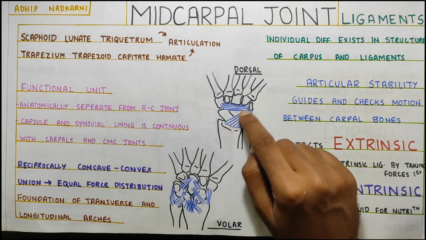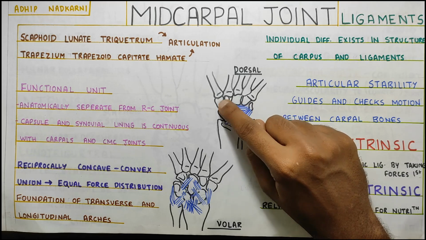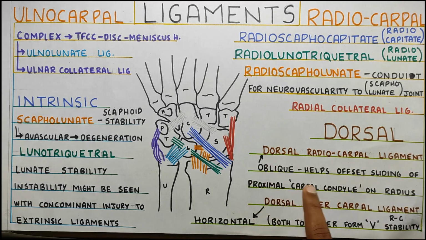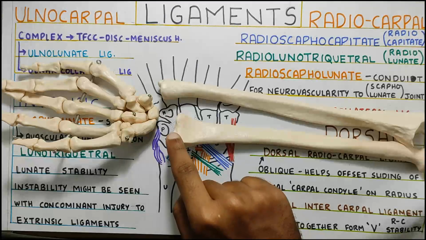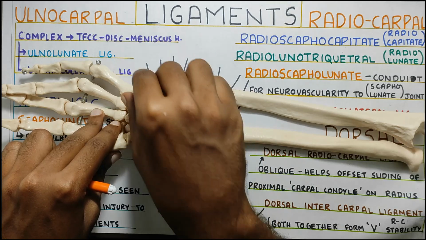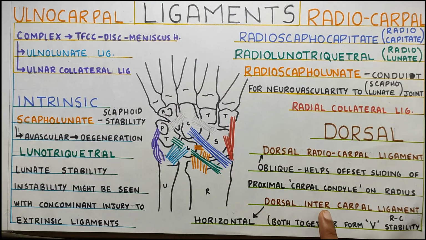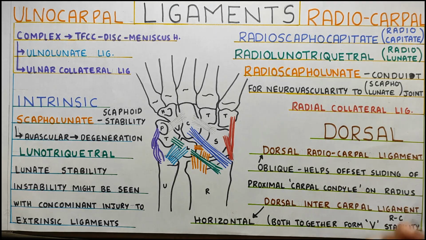So this is your dorsal radiocarpal ligament because it comes from the radius and goes to the carpal, and between all the carpals is the dorsal intercarpal ligament. These are the two ligaments, and if you see, they form a V shape, correct? One goes oblique and one goes transverse. The dorsal radiocarpal ligament is oblique and it helps in offsetting the sliding of proximal carpal condyles on the radius. What do I mean by this? You have your radius here and the carpal bones, and the excessive sliding of the carpal bones will be prevented by your oblique ligaments over here, that is the dorsal radiocarpal ligaments, correct? And then the second one is the dorsal intercarpal ligament, which was going transverse, right, horizontal, and both of them together were forming a V, which I just mentioned, for your radiocarpal stability, the stability of the radiocarpal joint.